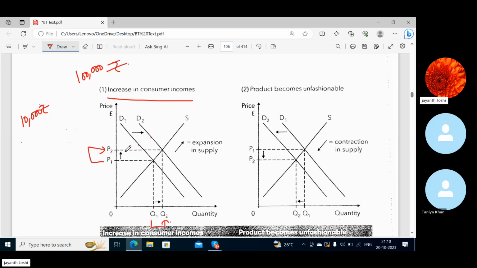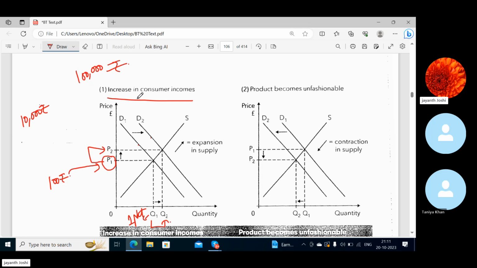So yes, we are seeing a shift in the demand curve, that is, at Q1, at price P1, that is the price of 100 rupees for the chips packet, the quantity was one packet. When the price was 100 rupees, the quantity demanded was one packet.